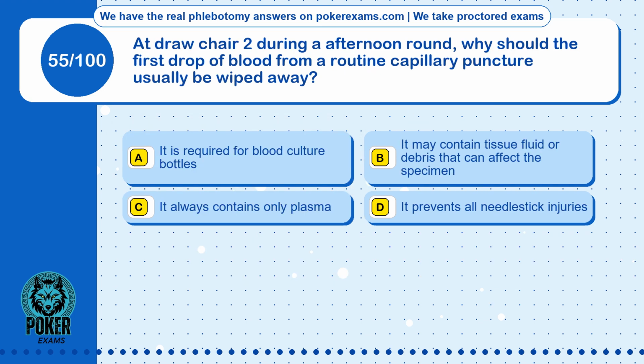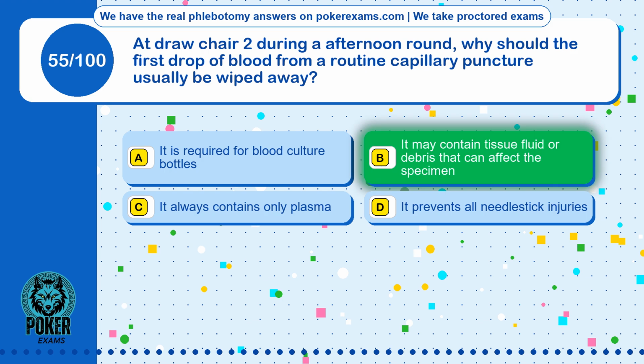Question 55. At draw chair 2 during an afternoon round, why should the first drop of blood from a routine capillary puncture usually be wiped away? Option A. It is required for blood culture bottles. Option B. It may contain tissue fluid or debris that can affect the specimen. Option C. It always contains only plasma. Option D. It prevents all needle stick injuries.